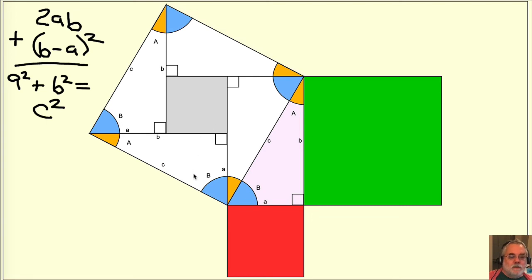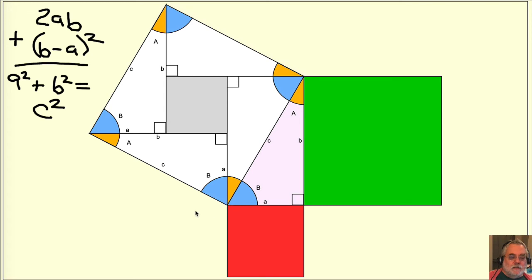Now, instead of placing the triangles inside the large gray square, we could have placed them outside it, such that the large gray square plus 4 triangles exactly forms a new larger square with the sides of length A plus B. Maybe you can do this by yourself and use a little algebra as an alternate proof of the Pythagorean theorem.